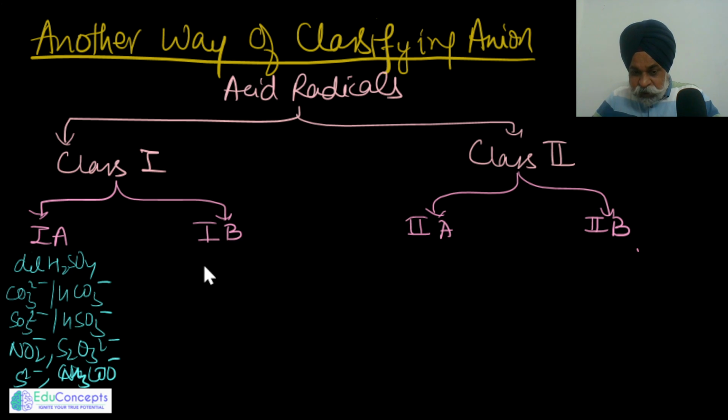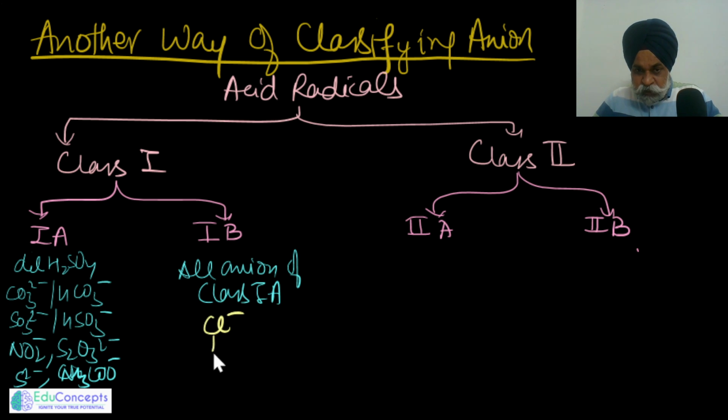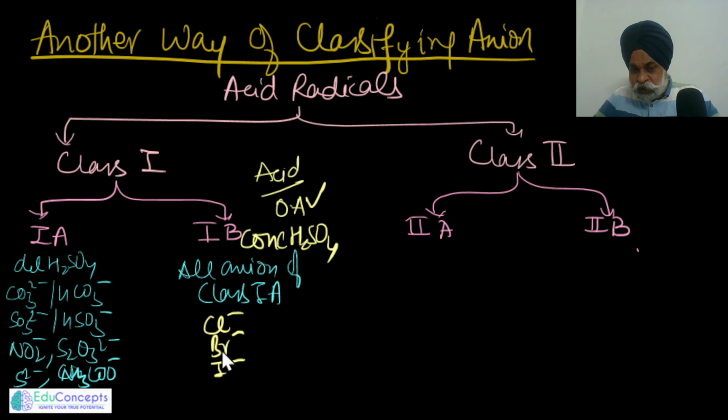In 1B, all anions of class 1A, along with them you would also see chloride, bromide, iodide, because here, along with the acidic behavior, you would add concentrated sulfuric acid. Concentrated sulfuric acid, along with being an acid, may also act as an oxidizing agent. So when sulfuric acid is added to bromide and iodide, because these are reducing agents, they will evolve hydrogen halide, bromine and iodine gas. Here you would also see a reaction with nitrate, or oxalate and borate. Borate would not be of much importance in the paper.